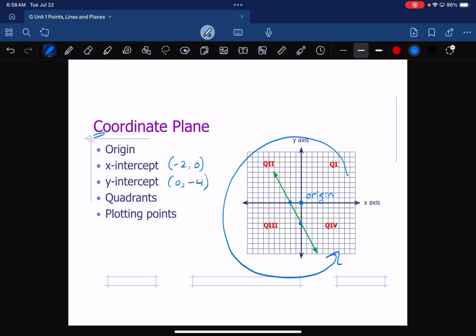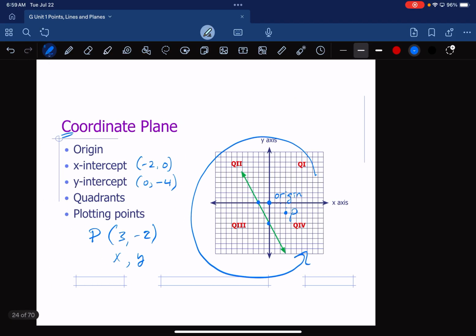And then plotting a point, just remember that the first coordinate, like 3, -2, the first coordinate is the x, the second coordinate is the y. And so for 3, -2, I'm going to go right 3, and then I'm going to go down 2. So if I count over right 3 and down 2, there's the point 3, -2, and I might call it point P. So I'll just put a P right there next to it. So hopefully you remember all that. That shouldn't be anything new to you.